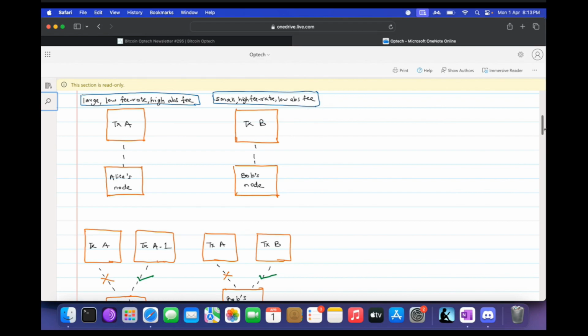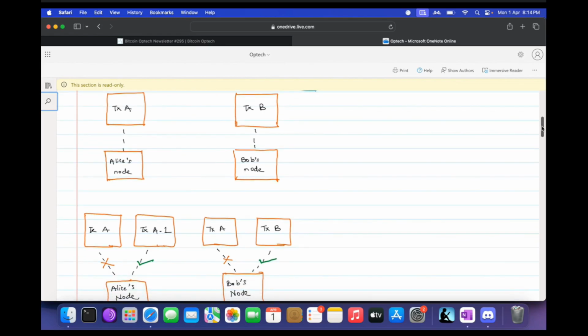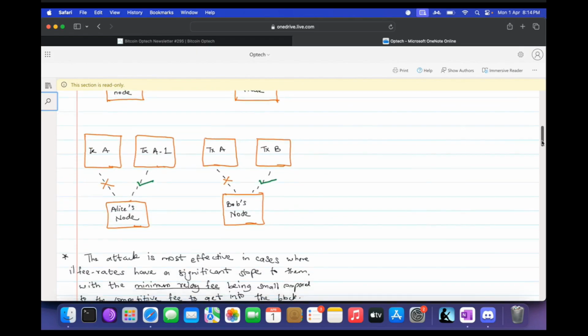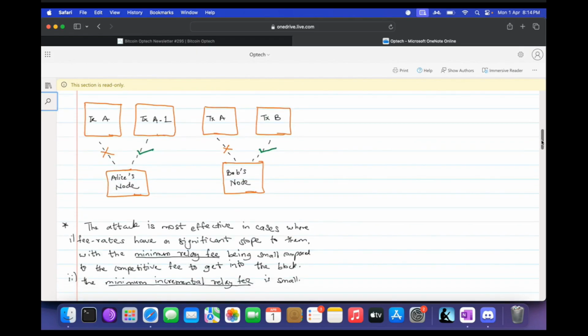So what an attacker can do is, the attacker eventually wants just one of these transactions that it is broadcasting to get mined, but it can create so many variants of A, and all those variants of A will keep on getting rejected by Alice's node and also by Bob's node, thereby just eating up the bandwidth of the nodes. So this is what the attack is all about: to just make the nodes do redundant work and eat up their bandwidth and propagate transactions that are never going to get mined.